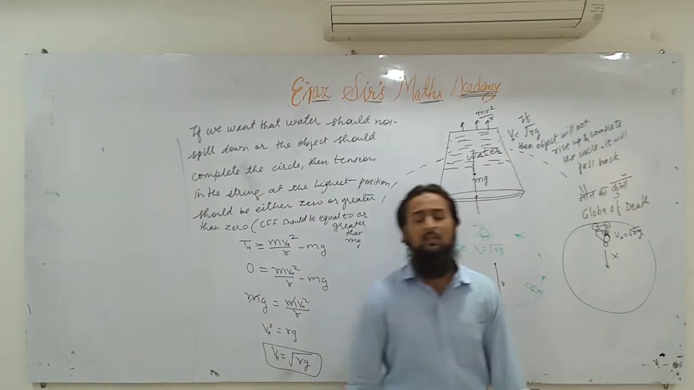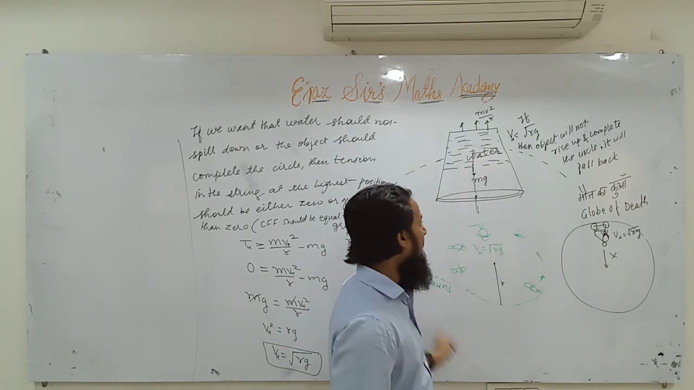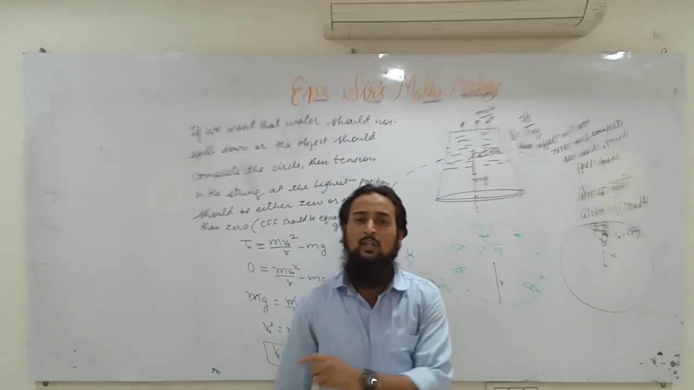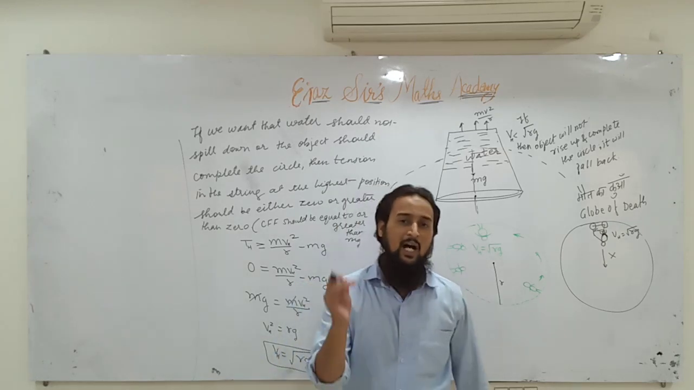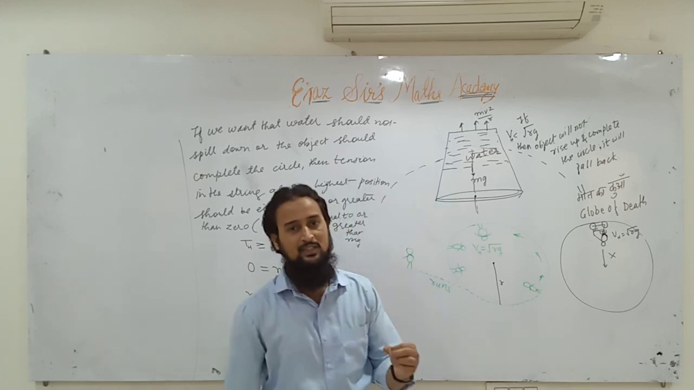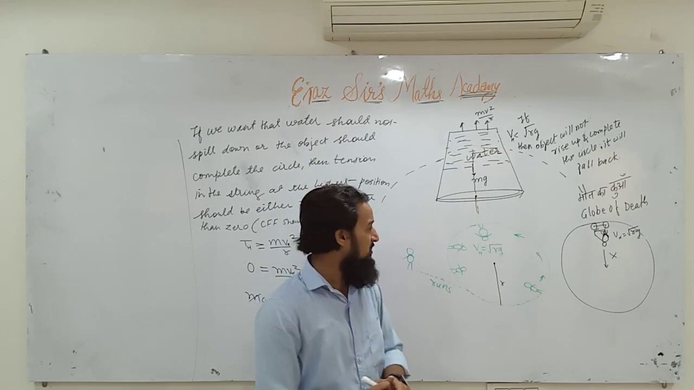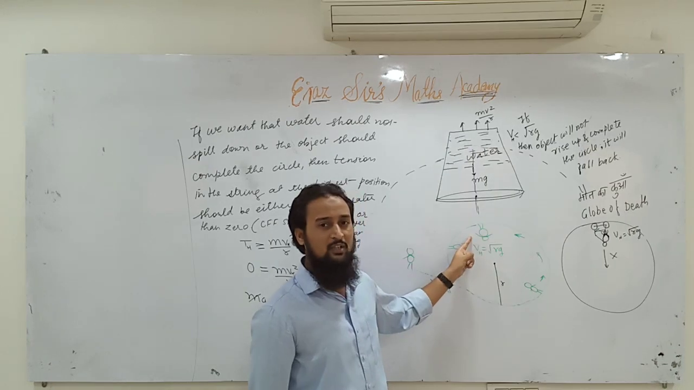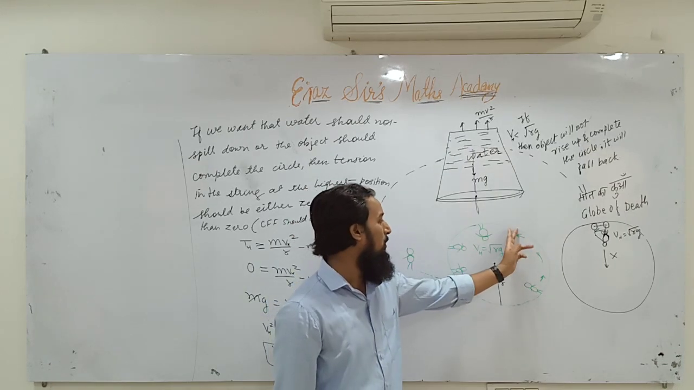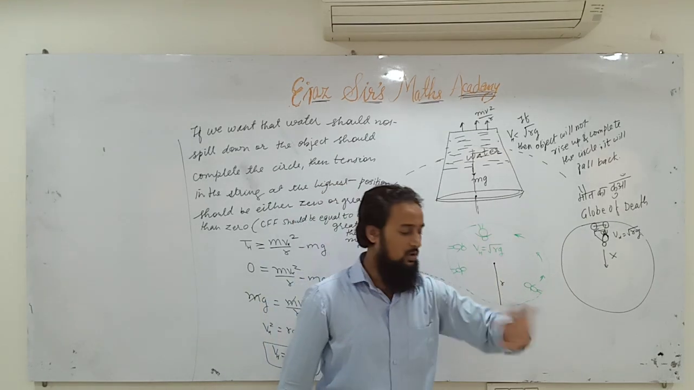So always remember, whenever we want to complete a vertical circle, at the topmost position, the velocity should be either root rg or greater than root rg. This is the condition. Otherwise, we will not be able to complete the circle. If this person does not have enough velocity, he will just go up, and he will fall down, or he will slip back. Understood? Alright.